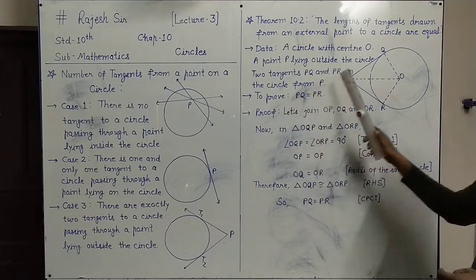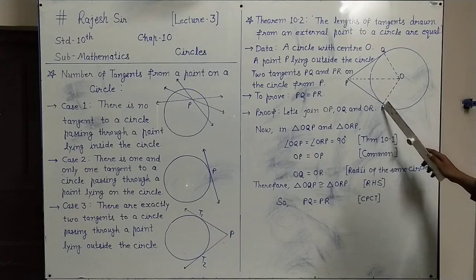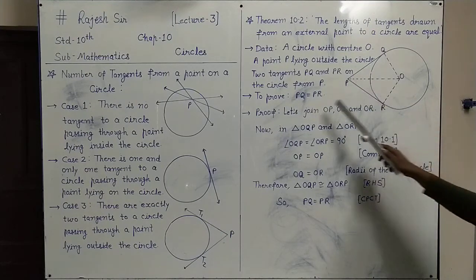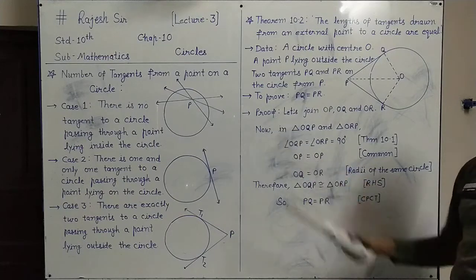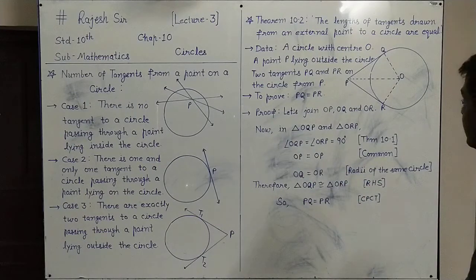To prove is that the lengths of these tangents are equal. PQ equals PR, we want to prove PQ equals PR, this is all we have to prove. So the proof is here, a very simple proof.